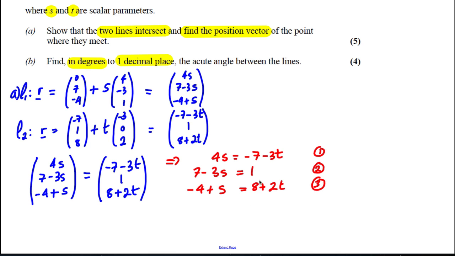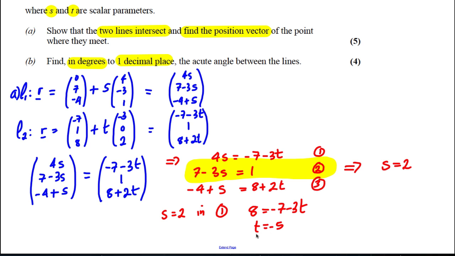Now before you launch into just solving them, one of these equations is easy, and just identify this, make your life a whole lot easier. That equation can give you s in a flash. From that equation you can determine, by subtracting 1 off both sides and dividing by 3, that s must be equal to 2. Okay, so if s is equal to 2, in equation 1, what must t be? Well, 4 times 2 would be 8, would equal negative 7 subtract 3t, and adding 7 to both sides and dividing by negative 3, we would get that t is equal to negative 5.